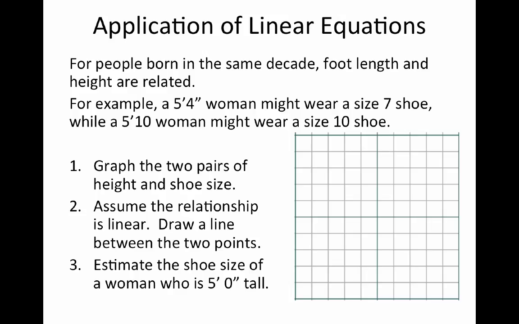Let's look at an application of these linear equations. For people born in the same decade, foot length and height are related. For example, a 5-foot 4-inch woman might wear a shoe size of 7, while a 5-foot 10-inch woman might wear a shoe size of 10. See if you can graph the 2 pairs of height and shoe size. So your ordered pairs are going to be height first for the x values, the shoe size for y. See if you can create a graph of those points.